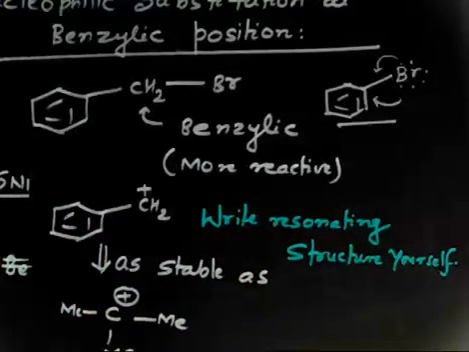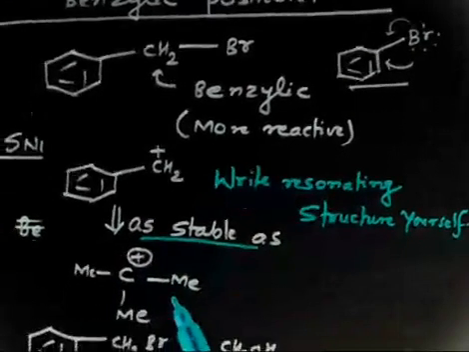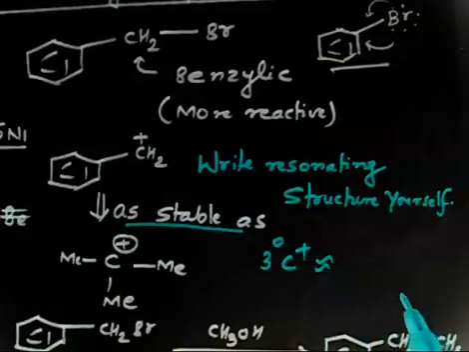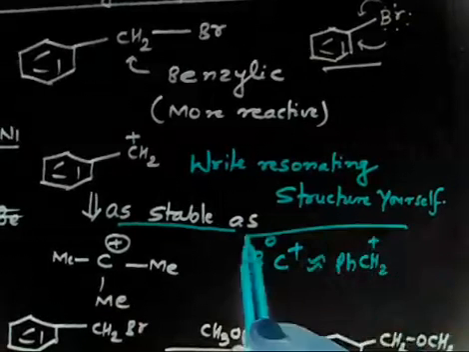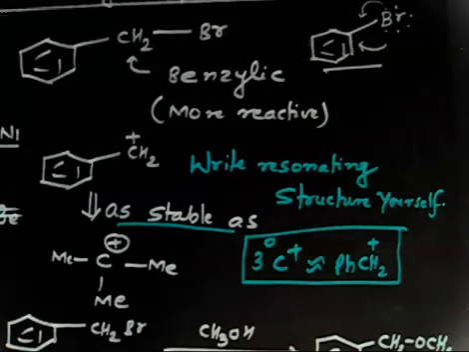Are you getting or not? And this is even more stable, or as stable. So this is comparatively as stable as a 3-degree carbocation. So I can say a 3-degree carbocation is equivalently as stable as PhCH2+, that is a benzylic carbocation. So this thing you can remember. This is as stable as a 3-degree carbocation.